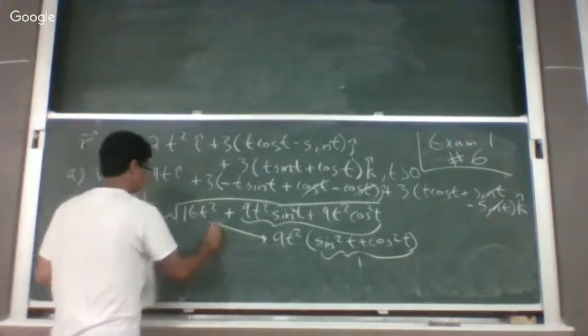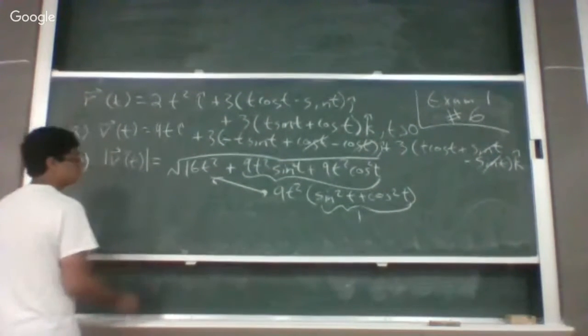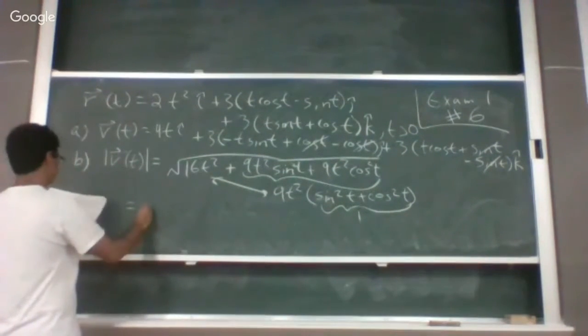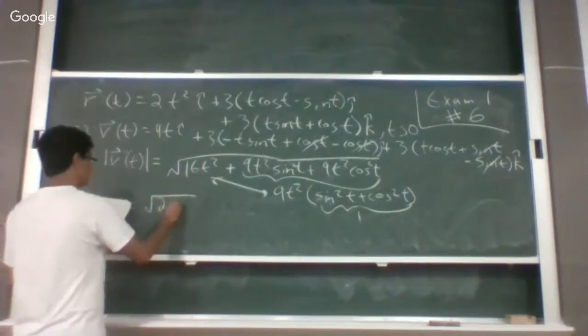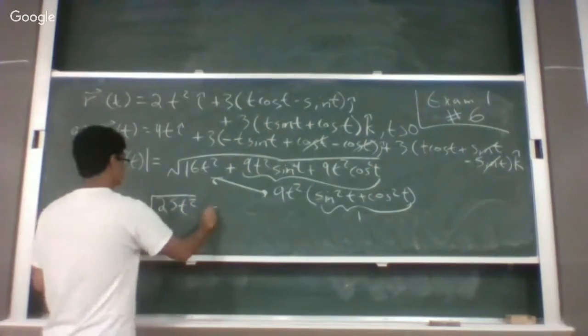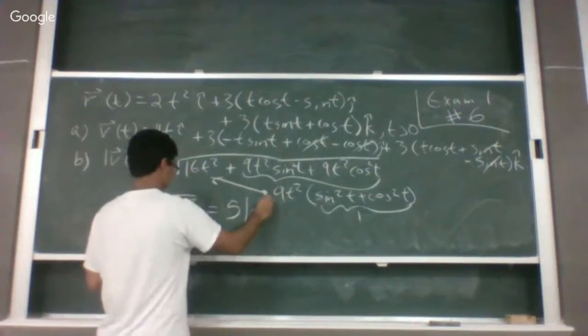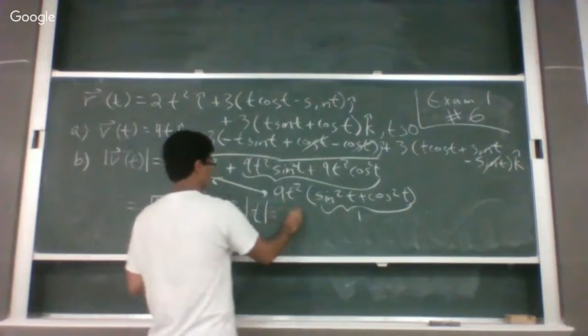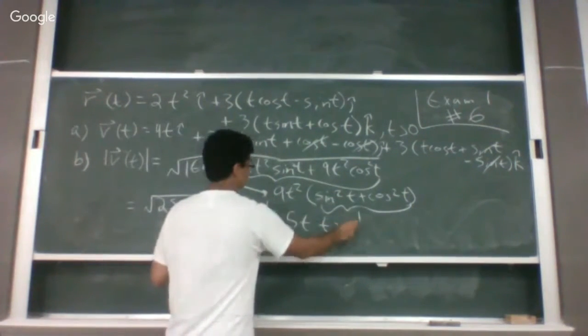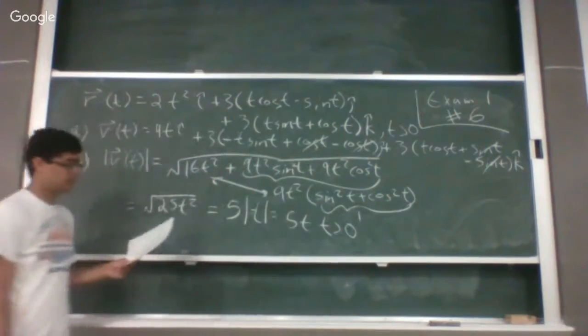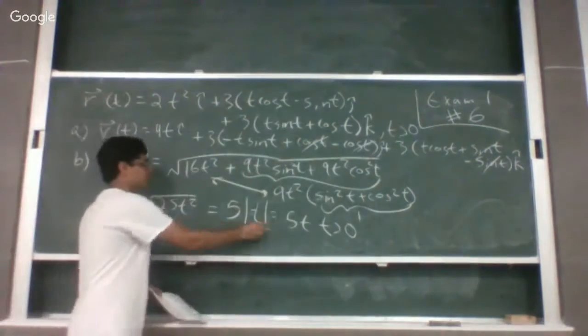These two combined, we get the square root of 25t squared, which is equal to 5 times the absolute value of t, which is equal to 5t, since t is greater than 0. And I am sure you need to write this in.